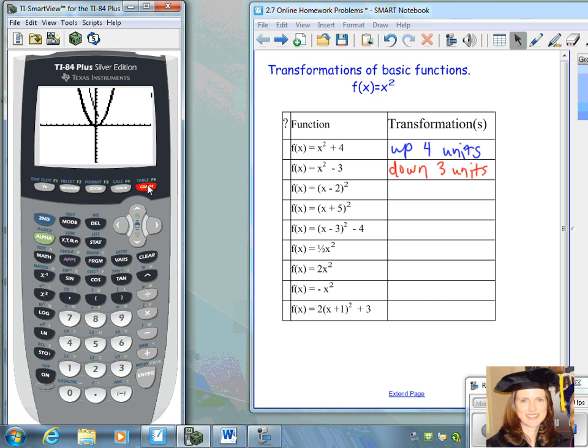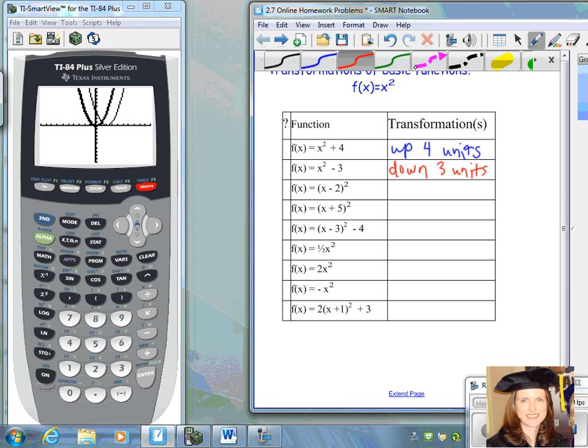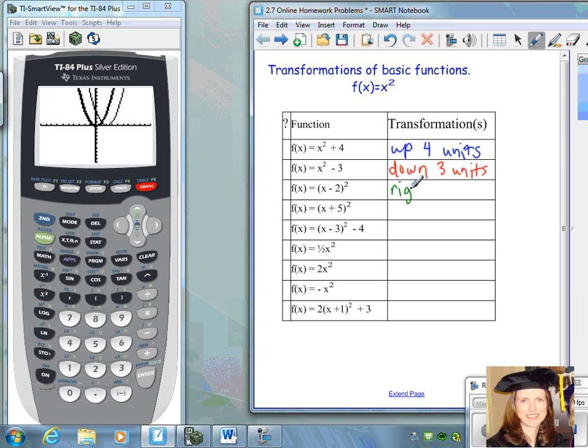Now view the transformation. Look, this new graph has actually been shifted to the right 2 units. You may have guessed that it's going to shift to the left or down, but this type of transformation, when you see it in the parentheses, is going to do the opposite. In this case, it's shifted to the right 2 units.